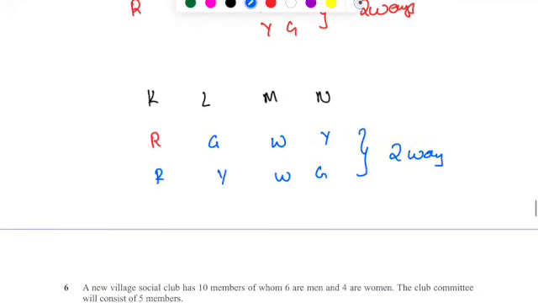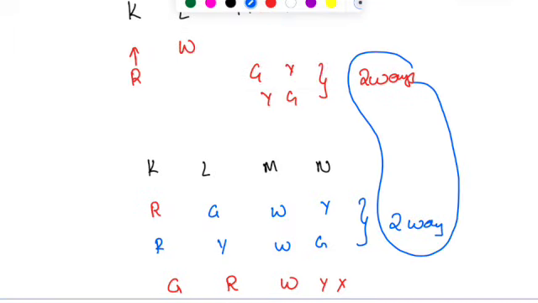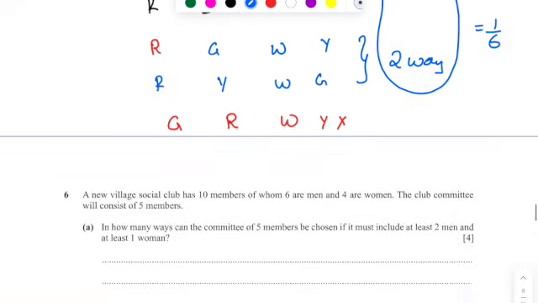Because if I shift R over here and W over here, it has to be G and Y, which is not possible. So therefore, totally how many ways do I have? I have only 4 ways. 4 out of total how many ways again? 24, which is 1 upon 6.